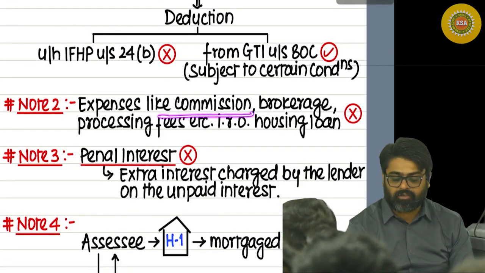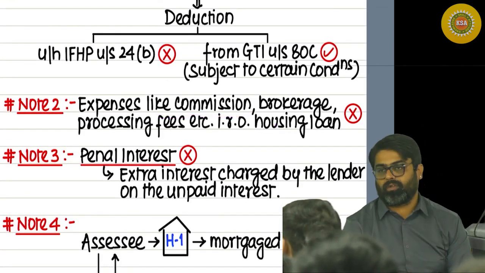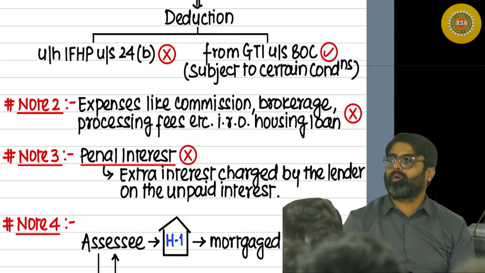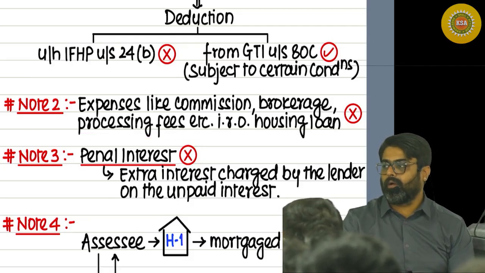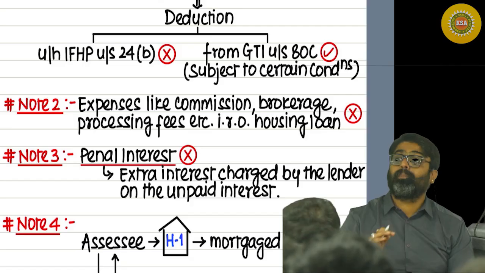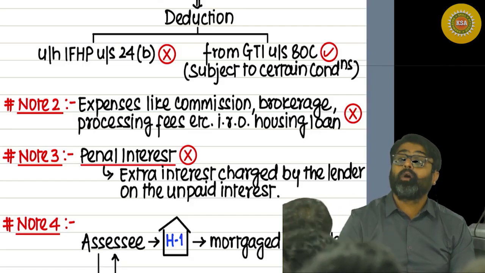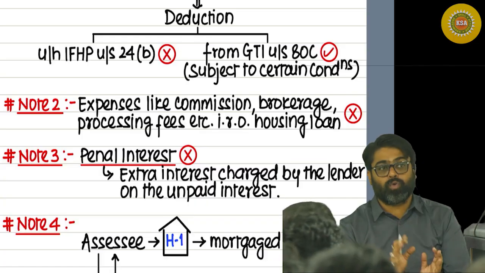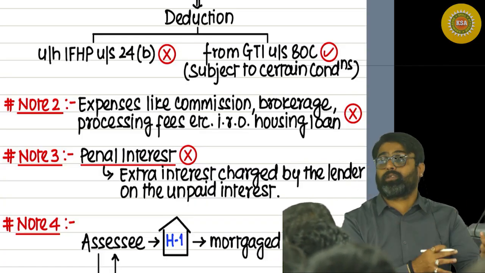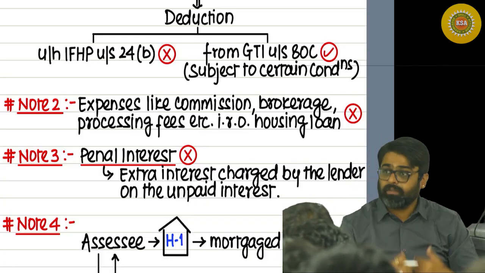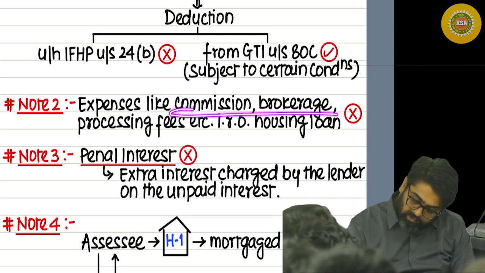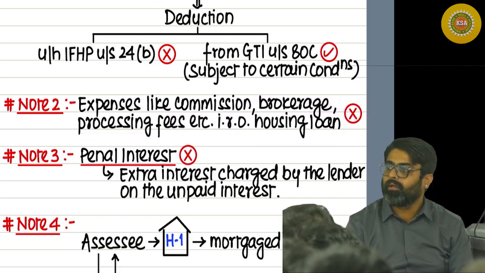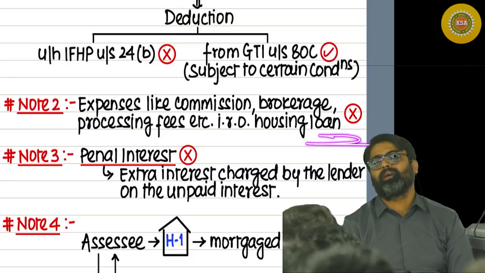Now, there are certain expenses when you take the housing loan, like commission, brokerage, processing fees. Sometimes you give the application to the bank to get a housing loan. So the bank sometimes charges what? Processing fees. Some person, he is helping you to take a housing loan, so that person might charge what? Brokerage, commission, etc. Are these expenses incurred exclusively to take housing loan? Yes. Still they will not be allowed as a deduction.